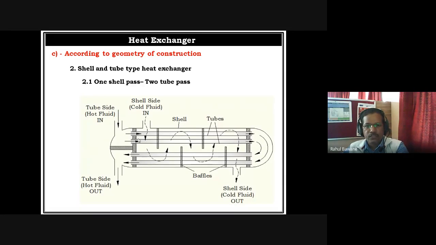So two tube pass. One shell pass means there is only one. So shell fluid enters at left and, due to the baffle, moves out on right. So there is only one pass. Even though there is a direction change, there is not a pass change. That means it does not move again to the left side. It is entering on left and moving out from right. So one shell pass, two tube pass.